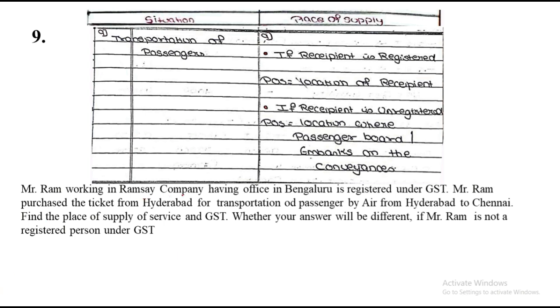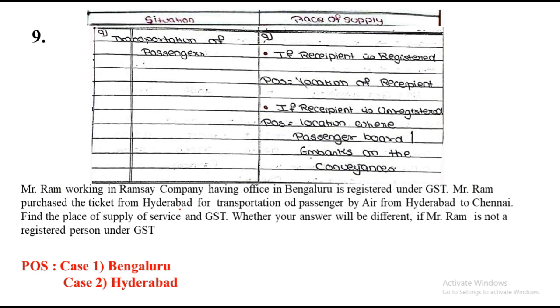Mr. Ram, working in Ramsay company having office in Bangalore, registered under GST. Mr. Ram purchased a ticket from Hyderabad for transportation of passenger by air from Hyderabad to Chennai. Find the place of supply in the service and the GST. And whether your answer will be different if he is not a registered person. Now, in our first case, if he is registered, his place of registration is in Bangalore, so his answer will be Bangalore. But if he is not a registered person, he has taken the ticket from Hyderabad for transporting, so Hyderabad will become his place of supply. The first case will be Bangalore, second will be Hyderabad.